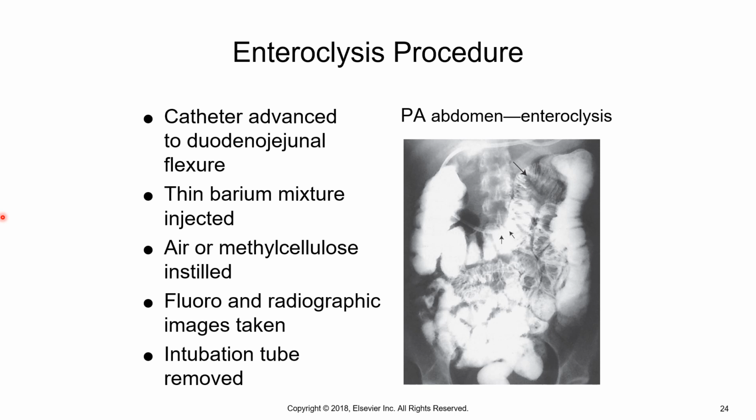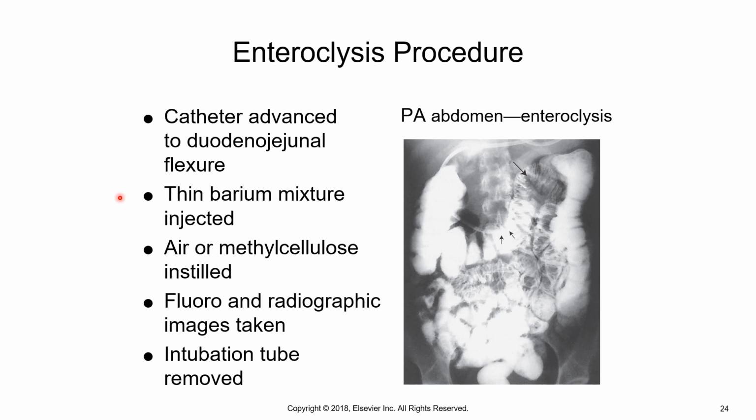If they order an enterocolysis, basically they would place a catheter that has a guide wire into the patient. This would be done under fluoro. They would pass the catheter typically into the patient's nose, down the pharynx, through the esophagus, into the stomach, all the way through to the duodenojejunal flexure, meaning through the duodenum into the first part of the jejunum.